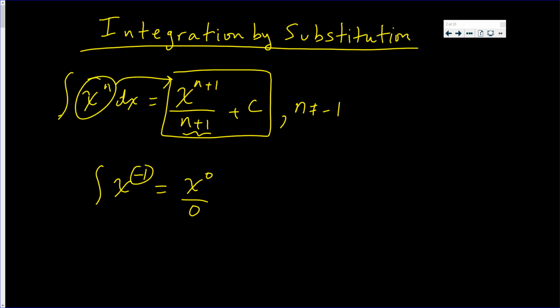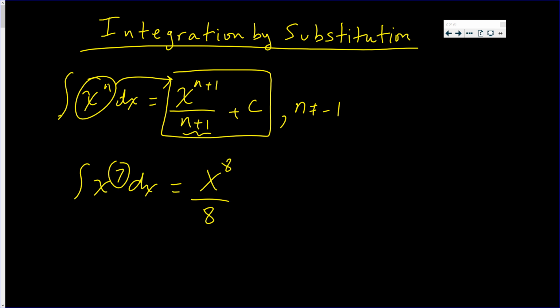Now, let's do some basic ones, just a few. If you have the integral of x to the 7 dx, very simple: add 1 to that power, divide by that power, plus c. If you have the integral of x to the 17 dx, add 1 to that power, put it as the power, and then divide by that same power.